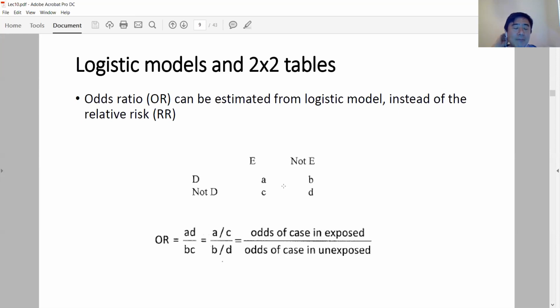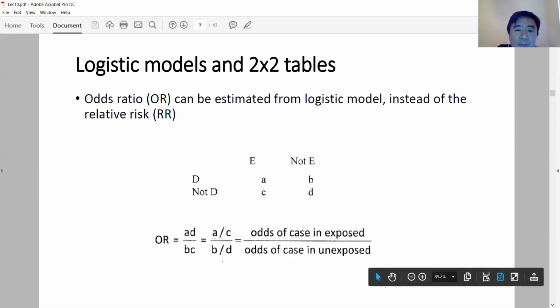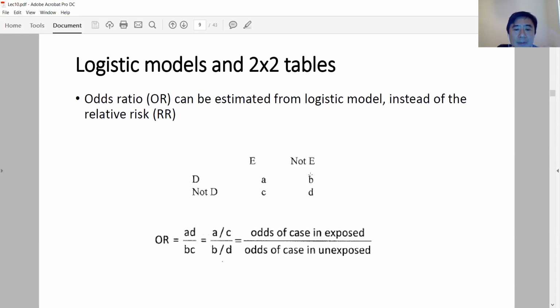Because if they're the same, that means the exposure will not have any impact, will not have any effect on the risk of disease. So it's basically A over C is the odds of case in the exposure group, B over D is the odds of the exposure in the non-exposure group. So it's basically A over C over B over D, and they simplify to AD over BC. So AD is just the product of the diagonal of the 2x2 table, and C times B is the off diagonal.